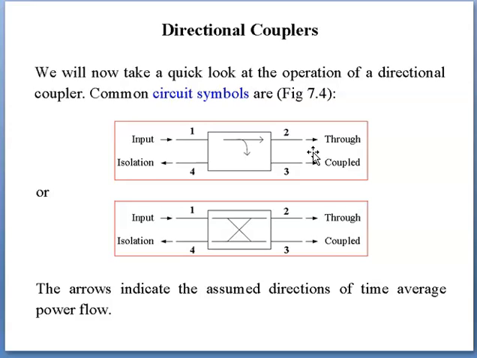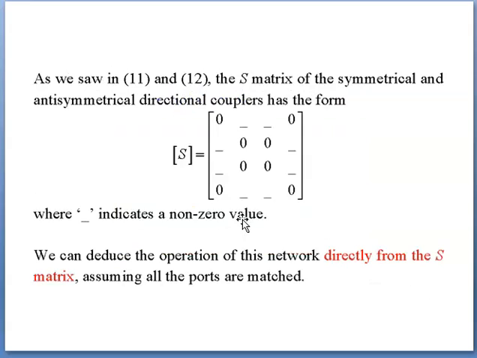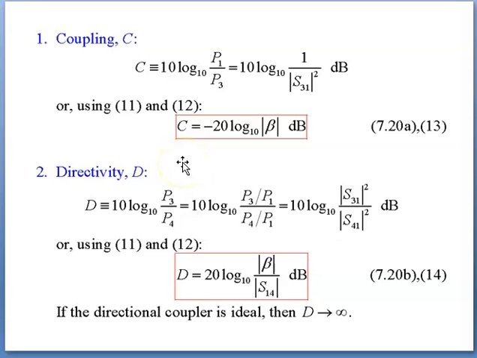Alright, now take a quick look at the operation of a directional coupler. The circuit symbols are shown here in these two figures. These arrows indicate the assumed direction of the time average power flow. The S matrix for the symmetrical and anti-symmetrical directional couplers would be like this, where the dash indicates a non-zero value. So this would be the coupling for the directional coupler.